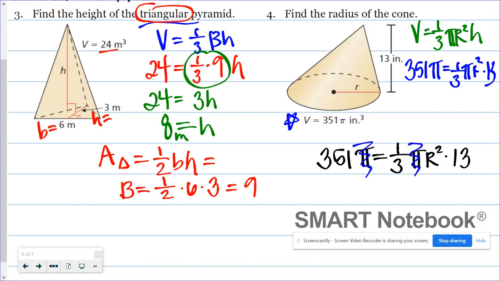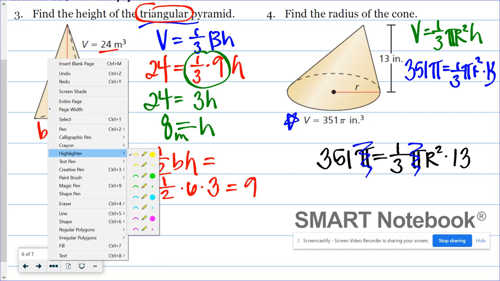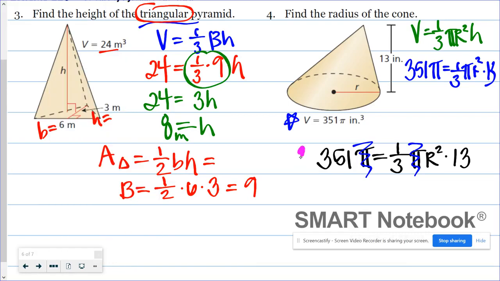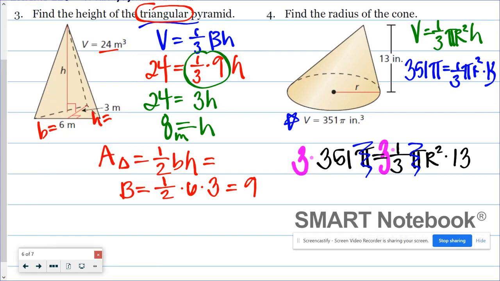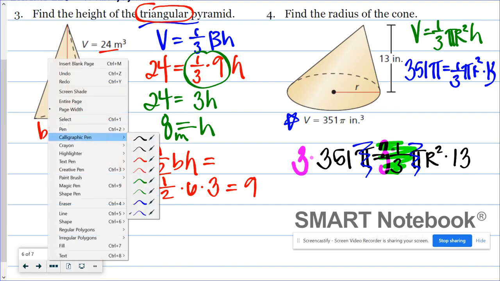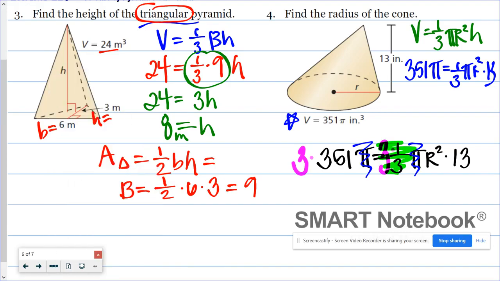Okay. Now in this problem, me taking 1/3 of 13 is not as nice as me taking 1/3 of 9. So here's something you can do to deal with that 1/3. You could multiply both sides by 3. So multiply by 3 on the left, multiply by 3 on the right. And what that's going to do is it's going to cancel out the 1/3 because 3 times 1/3 is 1. Okay. So that gets rid of your fraction, multiplying both sides by 3.